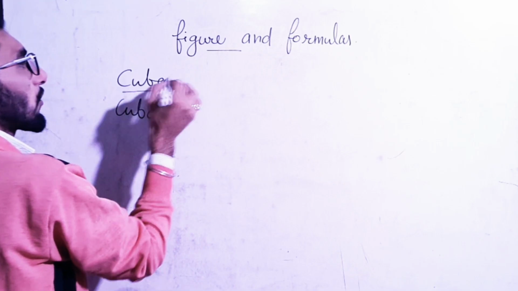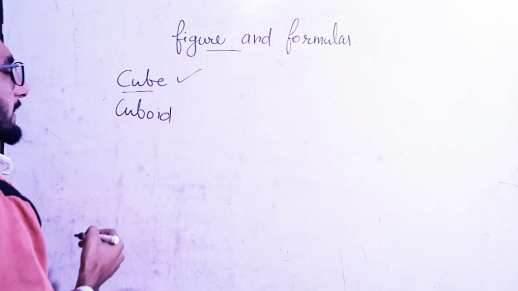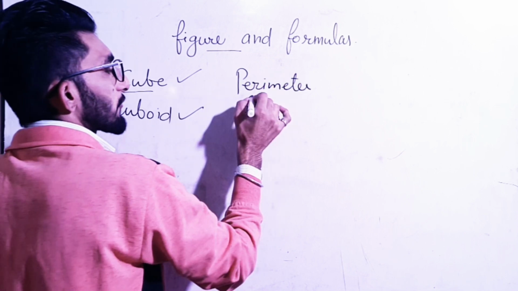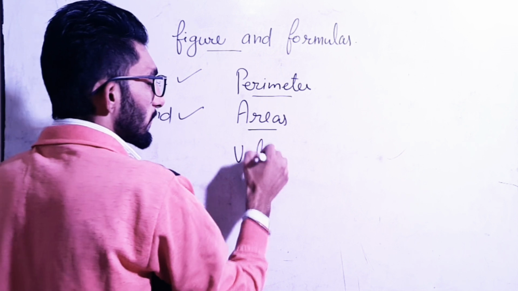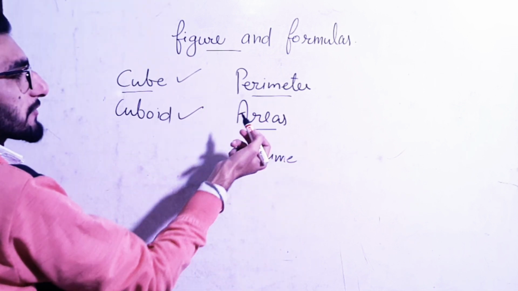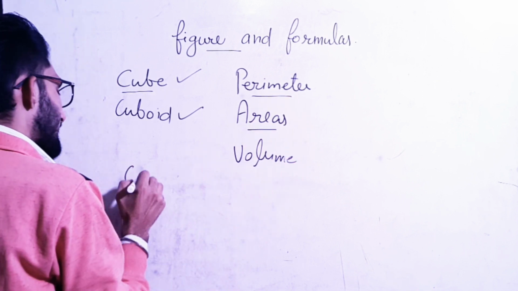So in the last video of figure and formulas, we have done two things. एक तो हमने क्यूब कर लिया था, दूसरा हमने क्यूबॉइड कर लिया था. So we have done their perimeter. After perimeter, we have done areas. Then we have done the volume of cube and cuboid. Okay. In this video, we will find the perimeter, area, and volume of cylinder.